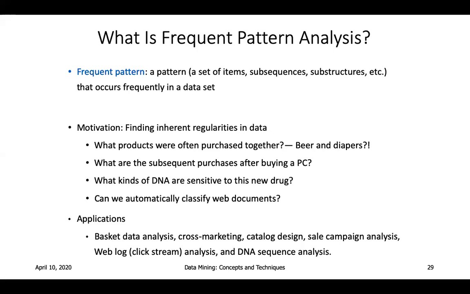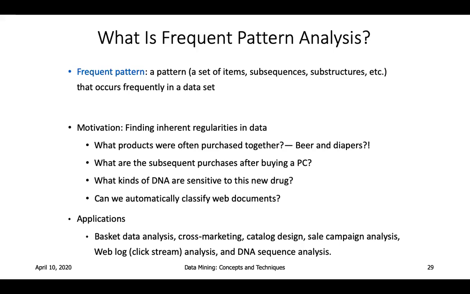Take an example like there do exist again some regularities or inherent regularities that actually appear in the data. Or the example as shown in the slide also. What products were often purchased together, whether beer and diapers? What are the subsequent purchases after buying a PC? Like I had given you the example. What are the subsequent purchases after buying a car? So of course, one goes for buying the accessories.